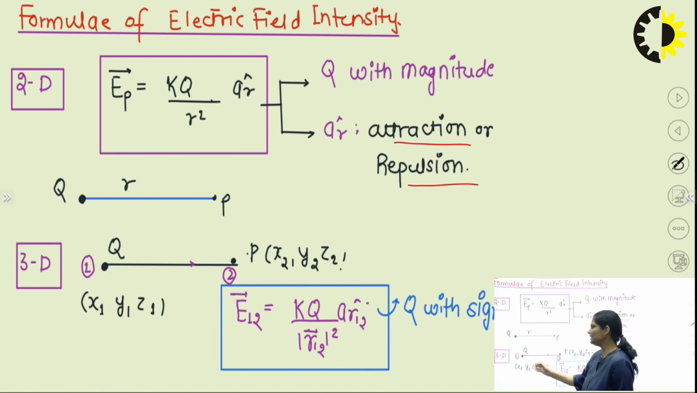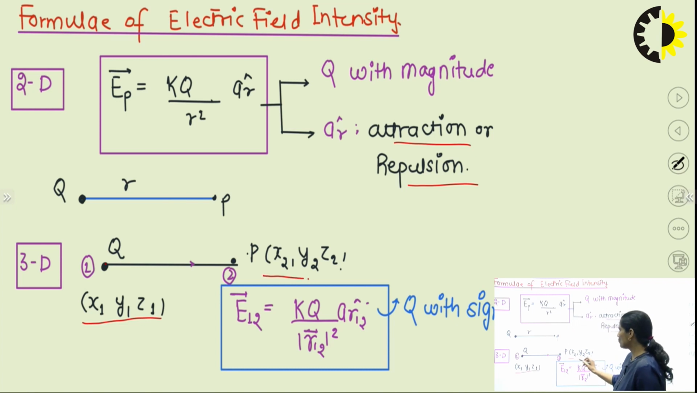Now here in 3D, let it be you have a point charge. This is 1, this is 2, this is point P. This is your charge at the starting point. These are the coordinates x1, y1, z1, and these are the coordinates at point P, x2, y2, z2. So how can you find the electric field intensity at point P? That is E12 is equal to KQ unit vector of R12 upon magnitude of R12 squared.